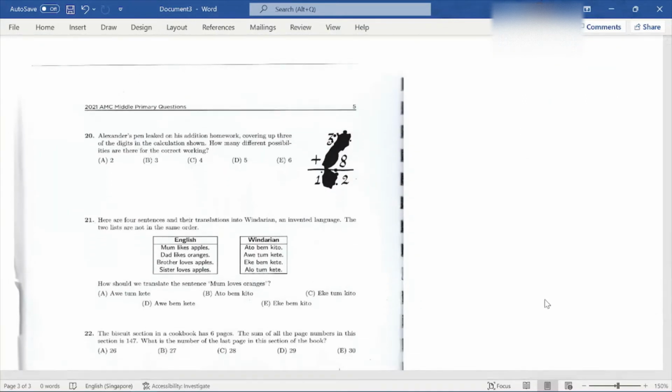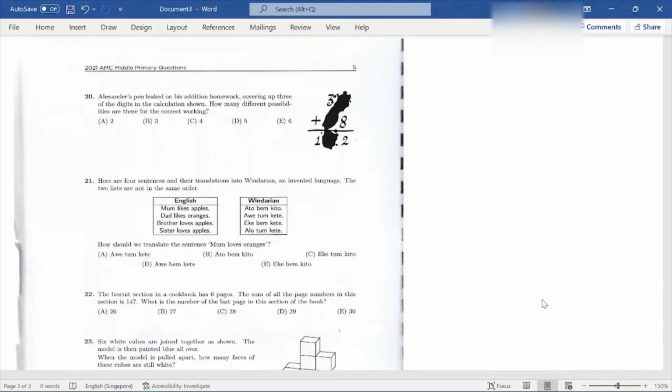If we move on to the next question, we have question number 20. Alexander's pen leaked on his addition homework, covering up 3 of the digits in the calculation shown. How many different possibilities are there for the correct working? So let's get right into it. What it looks like, 3, let's put a question mark here, plus, let's put a question mark here again, where we don't know the numbers. 8 and 1 question mark again, and 2.